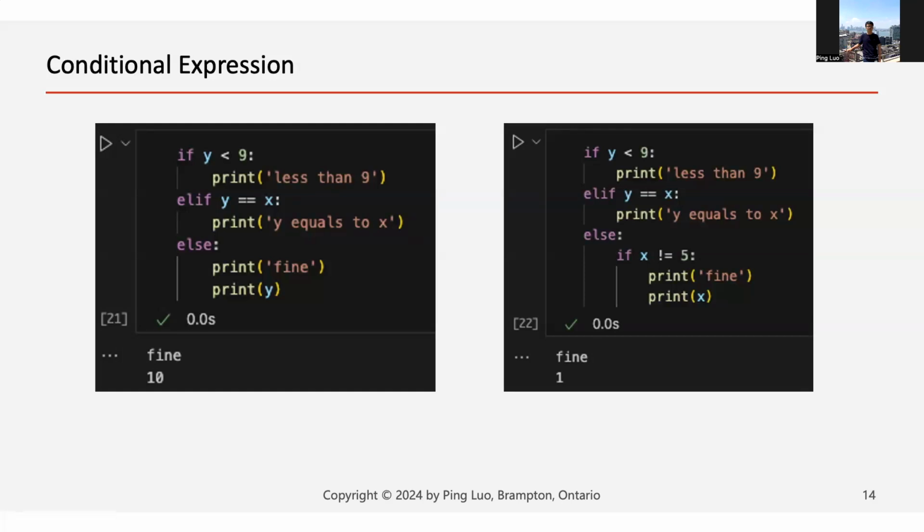So for this example, just because y is 10, it goes all the way to the else statement and prints y. Yeah, that's similar here. X is 1, which is not equal to 5, so the X value will be printed out.